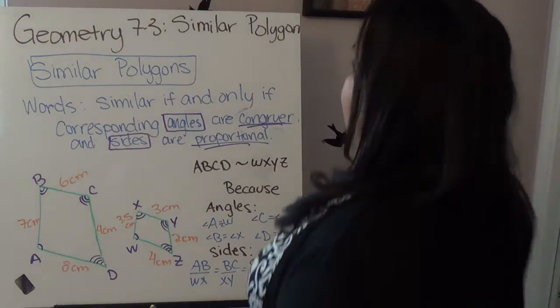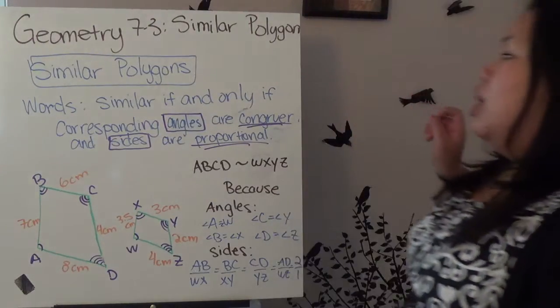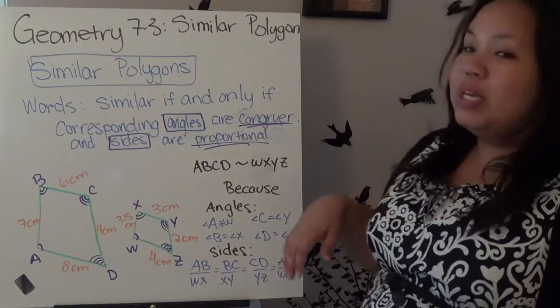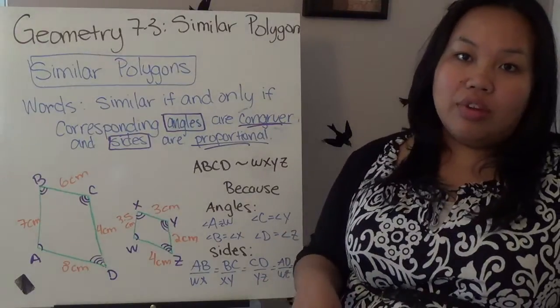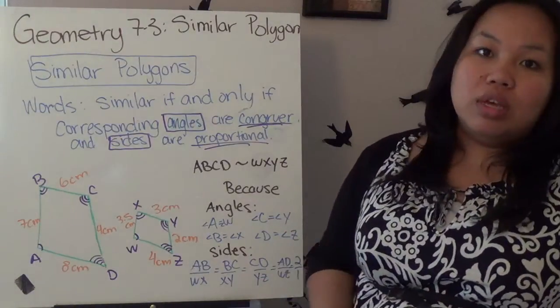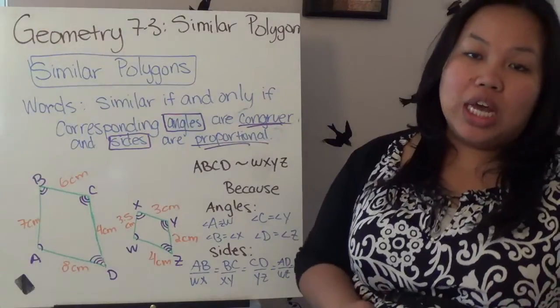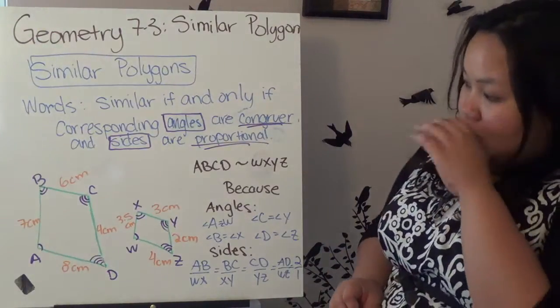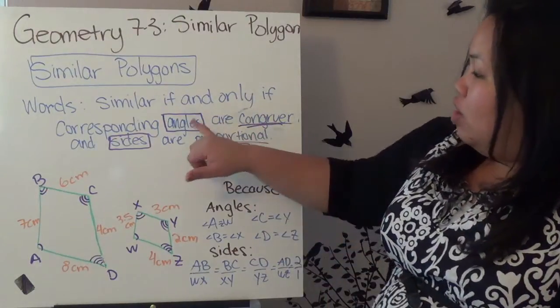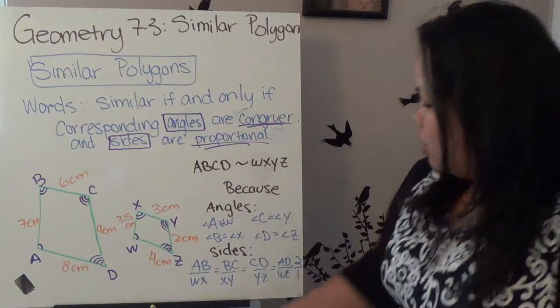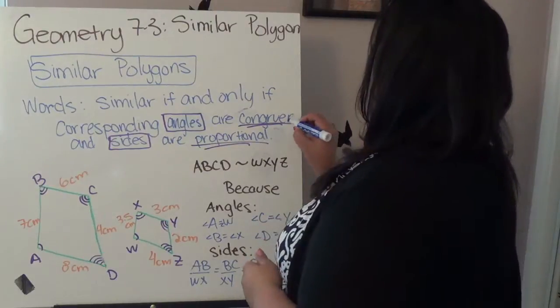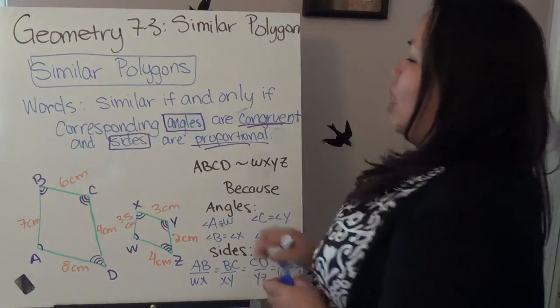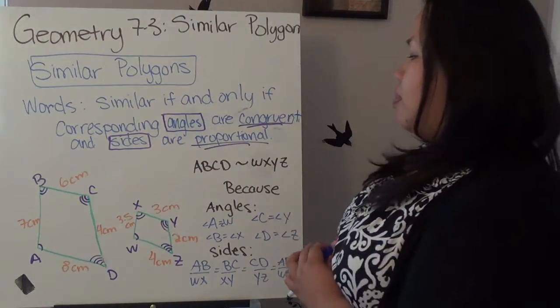Section 7.3, we're dealing with similar polygons. Now, similar polygons are basically polygons that have equal angles and proportionate size. So remember, proportionate means the ratio. So their angles are congruent, and their sides are proportional.